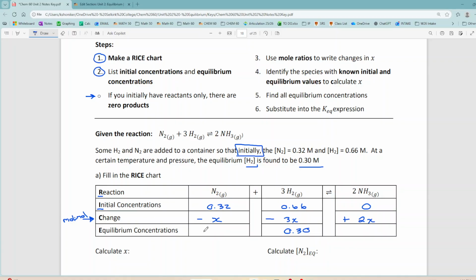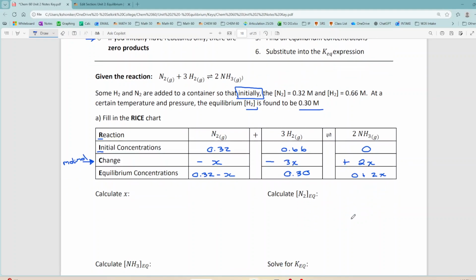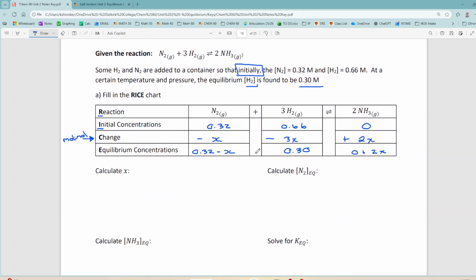So that at equilibrium, my concentration of nitrogen is going to be 0.32 minus some amount X. The hydrogen, they gave me the amount. And then my ammonia is going to be the 0 plus the 2X amount. So to be able to find the concentration of nitrogen and ammonia at equilibrium, I need to know what the change is. Because they gave me the amount of hydrogen at equilibrium, I have a full equation here.